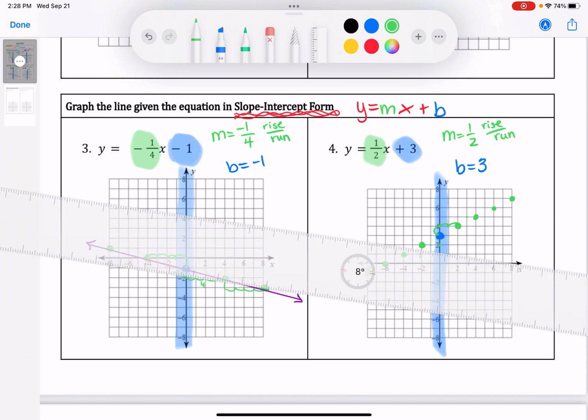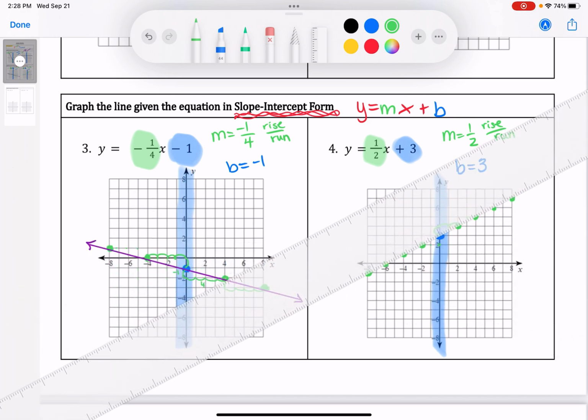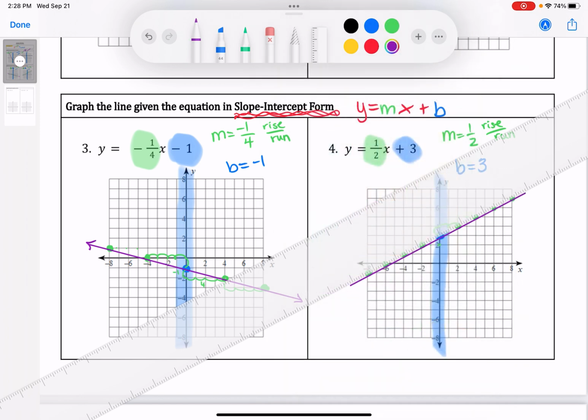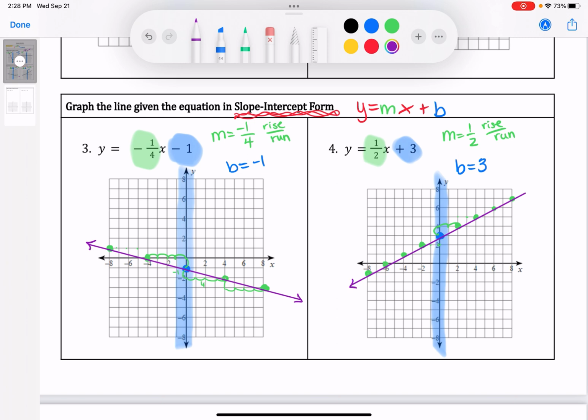Then I get my ruler out to draw a nice straight line all the way across. There we go. And I've got my graph. Hopefully it's becoming a little bit easier as you go along here.